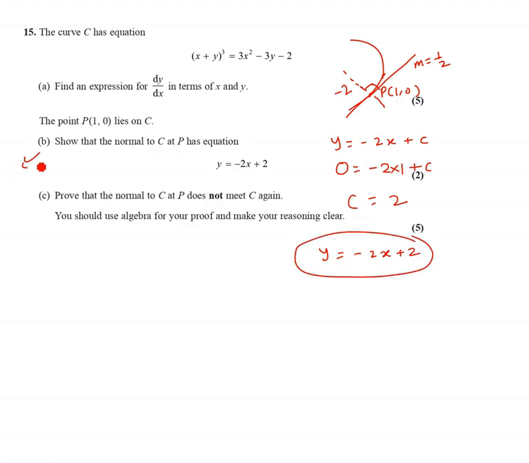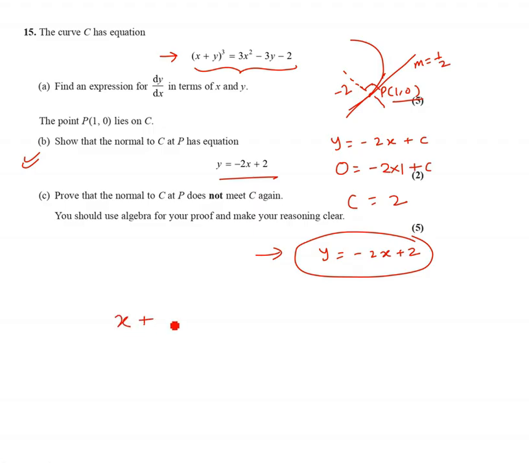Okay. Yeah, that's what we were meant to prove. Now prove that the normal to C at P does not meet C again. So that means we need to solve this equation simultaneously. One of the solutions is 10. So let's substitute. We have to solve this and the curve simultaneously. So let's substitute y here.